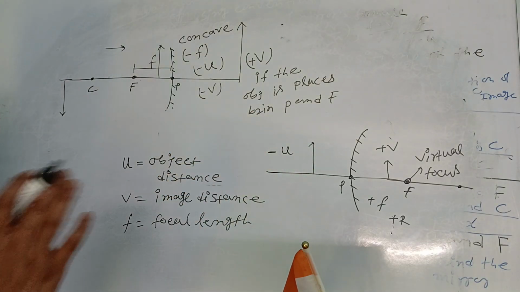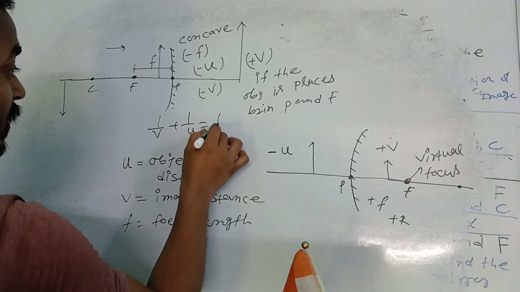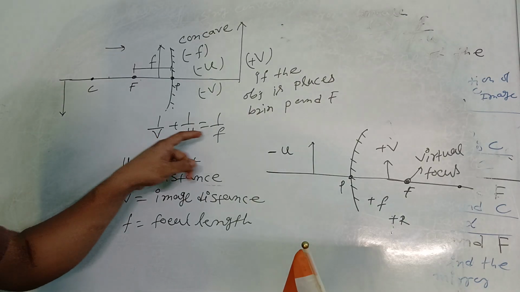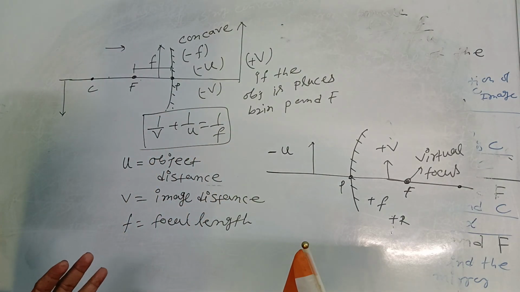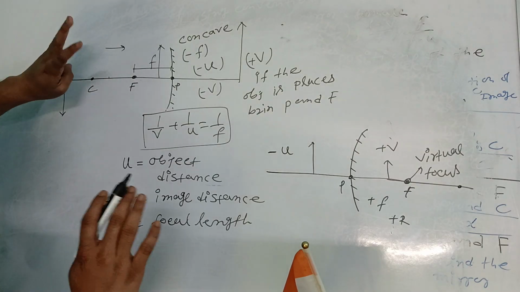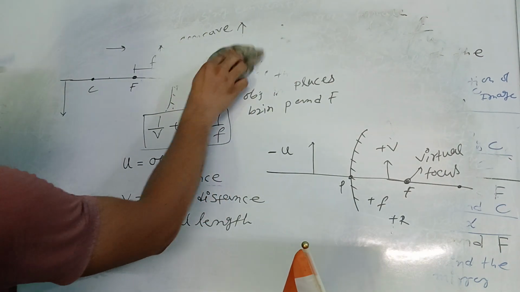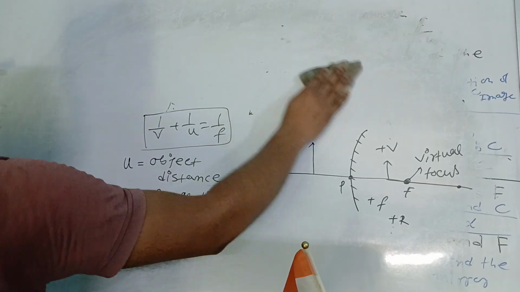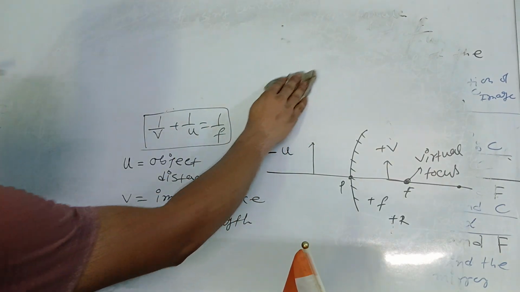Is it clear? So the mirror formula is 1 by v plus 1 by u is equal to 1 by f. Don't write minus minus minus. This is the formula. For example, again I am drawing one diagram. Try to clear your concept first, then you can solve any mathematical question.